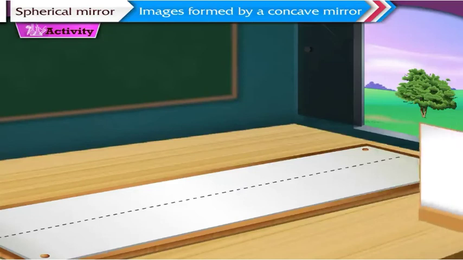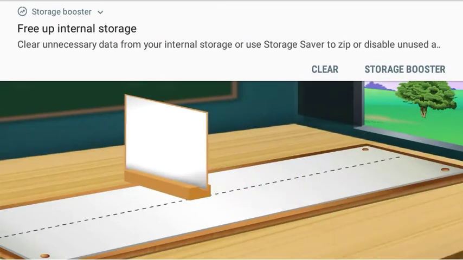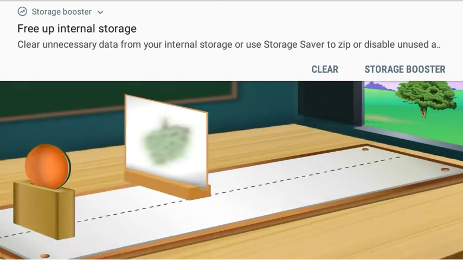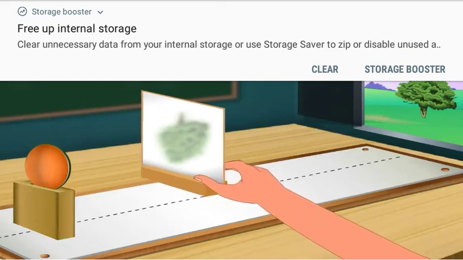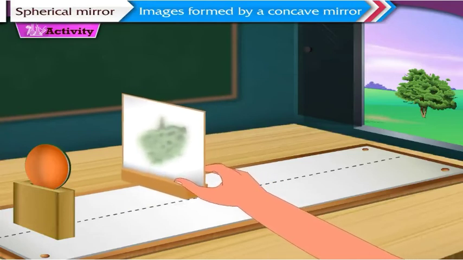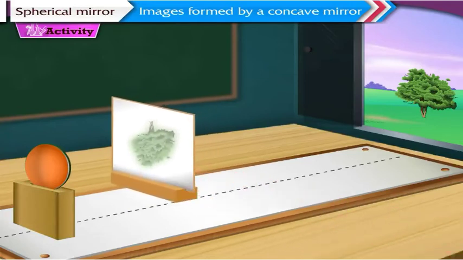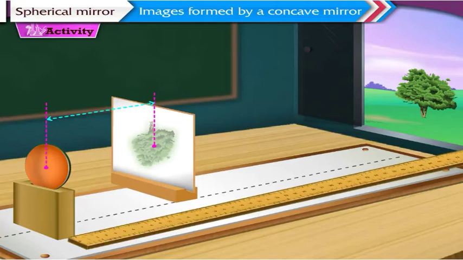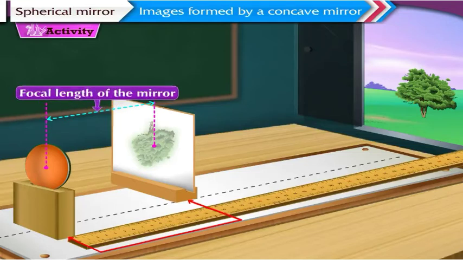Now let us place the screen near a window and place the mirror in front of it such that the image of the sun or some faraway distant object forms clearly on the screen. At this distance, we get a clear image of the faraway object. Let us now measure the distance between the screen and the mirror. This distance is the focal length of the mirror. It is 15 centimeter.